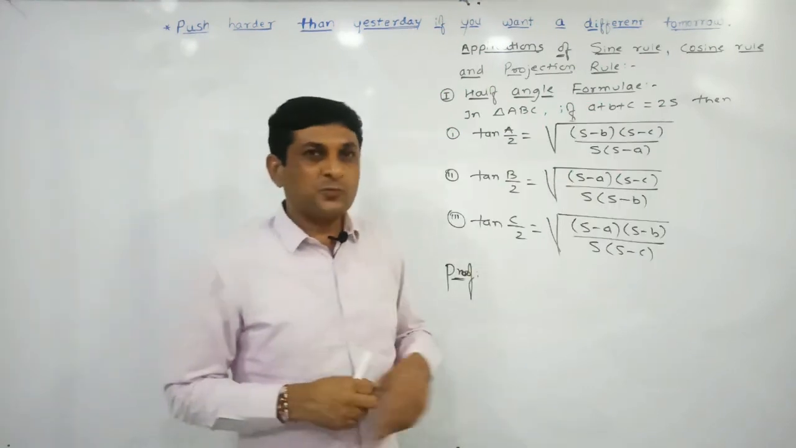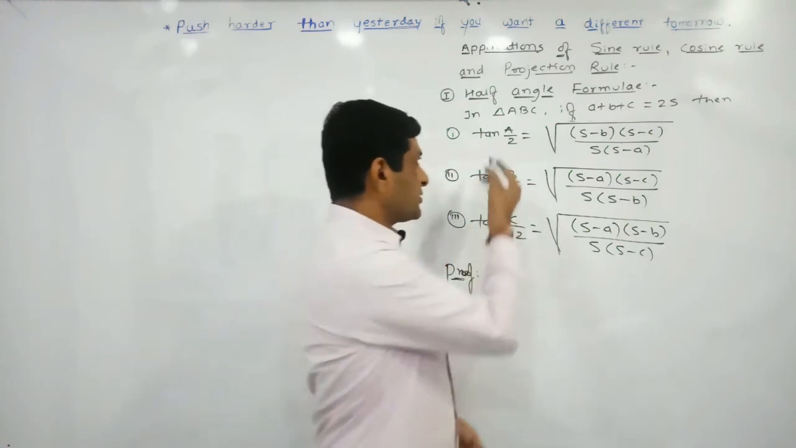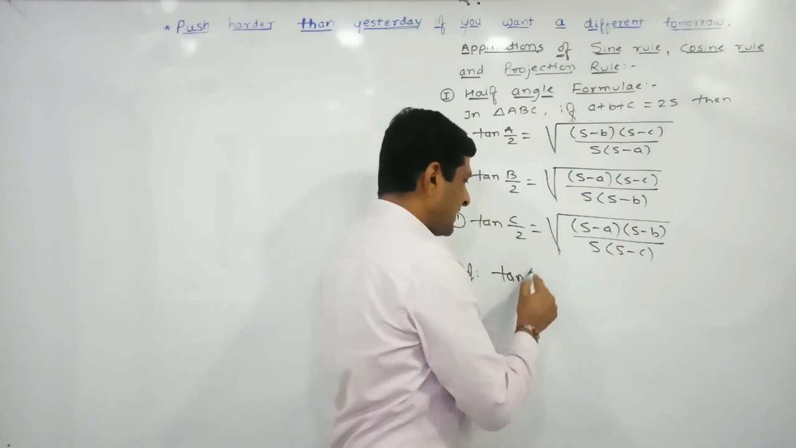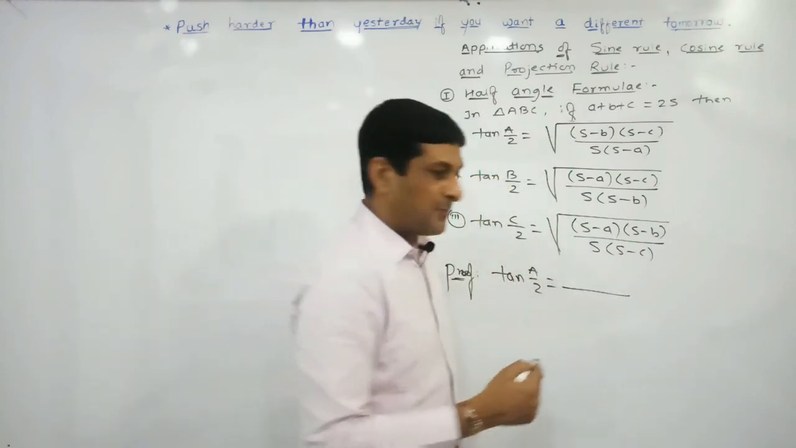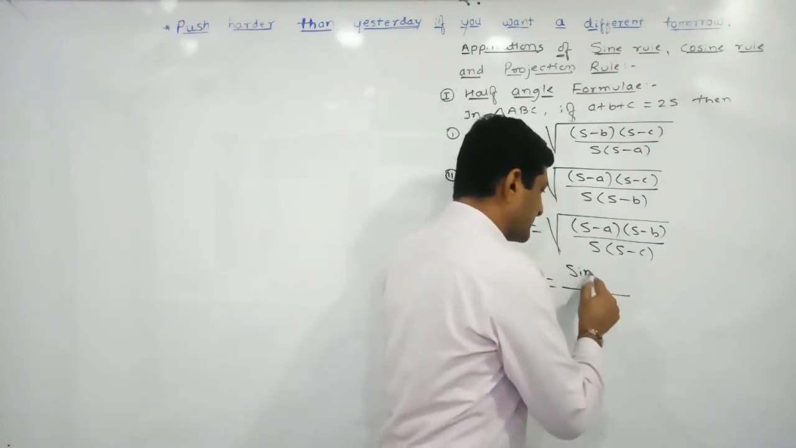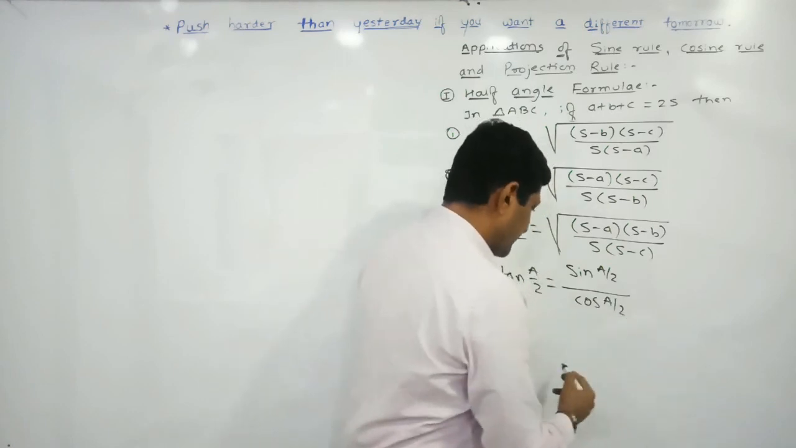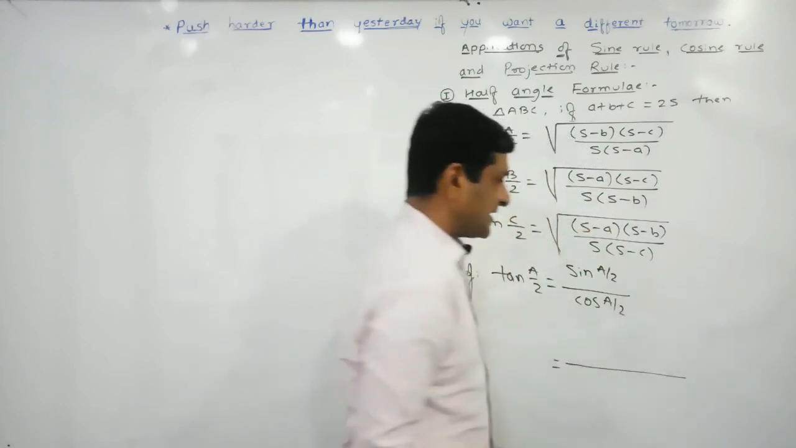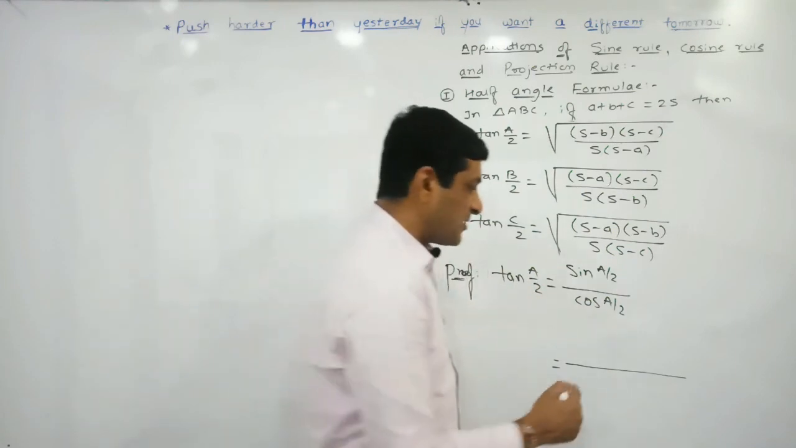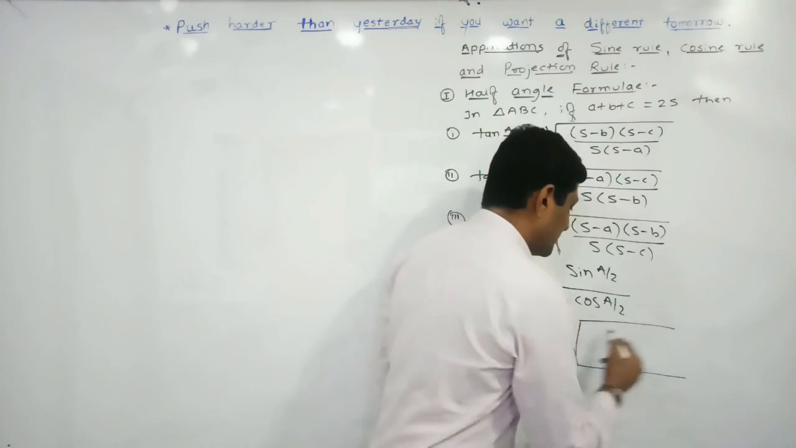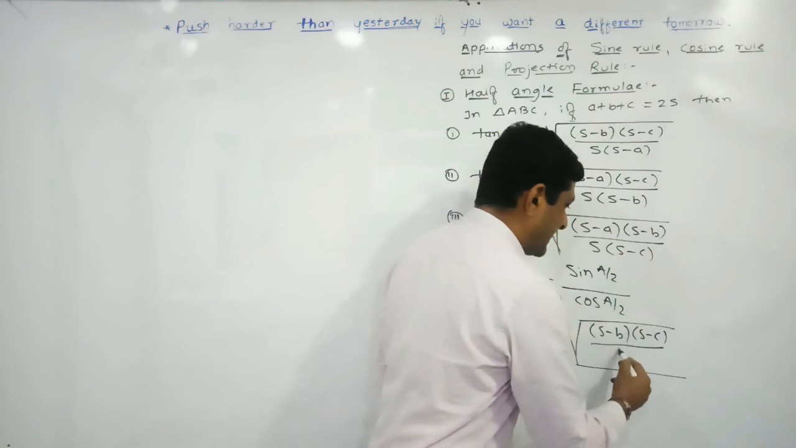Now we are going to prove the half angle formulas for tan. So now let us try to prove the formulas for tan a by 2, tan b by 2 and tan c by 2. So let us try to prove the first formula, tan a by 2. So this is equal to, we know that tan can be written as what? Sine upon cos. So tan a by 2 can be written as sine a by 2 divided by cos a by 2. Now in the numerator we are substituting the value of sine a by 2. Just now we have proved a formula of sine a by 2. What is that formula? Under root s minus b into s minus c divided by bc.